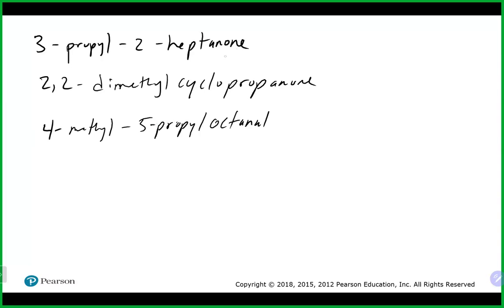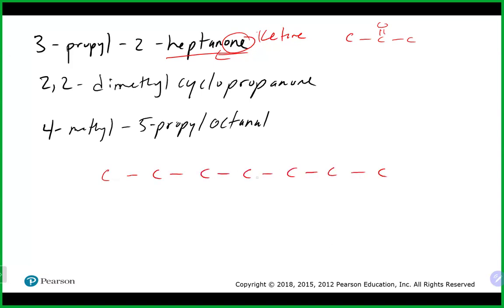Once again, we're going to start backwards here. ONE tells us it's a ketone, which means it should have a 3-carbon run here. Heptane tells us it's 7 carbons. 1, 2, 3, 4, 5, 6, 7.